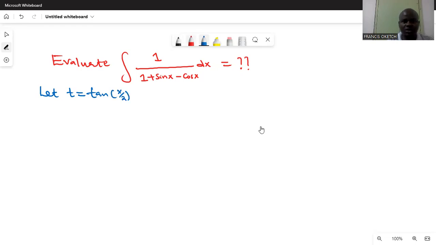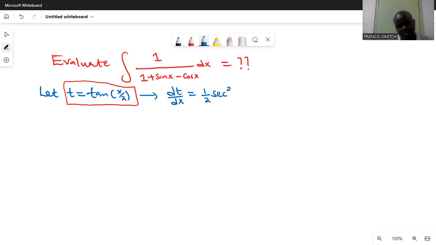So that is our substitution, and we need to find the corresponding differential. So I'm going to differentiate t with respect to x. So we are going to get dt over dx. That should be equal to 1 over 2 sec squared of x over 2. But you know sec squared of x over 2 is the same as 1 plus tan squared of x over 2. So this can be written as 1 over 2 into 1 plus tan squared of x over 2.